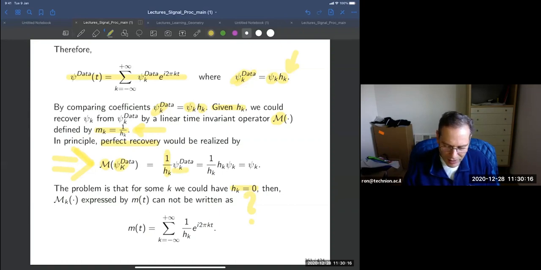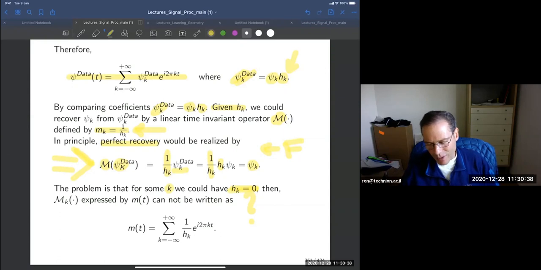Okay, everything is done here in the Fourier space. So it would be 1/h that multiplies h, and therefore it would just give me back the original signal, okay? The problem is that in some cases, we could have h(k) equal to 0. And in fact, it is even worse than that, because practically we'll have values that are really close to 0 and we'll have to decide whether they are 0 or not. So we are in a bigger problem.